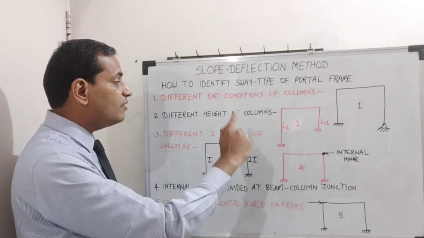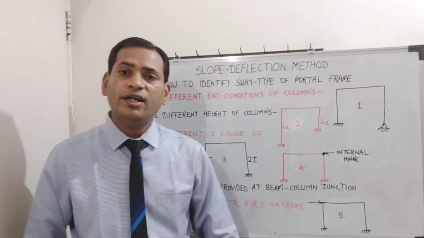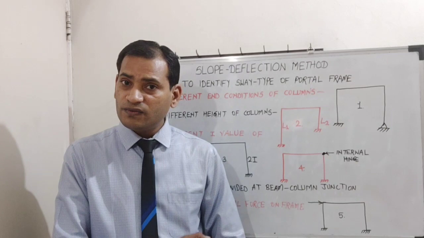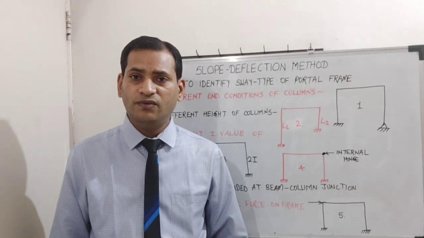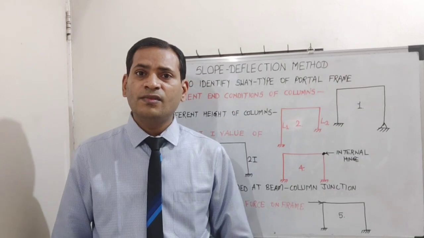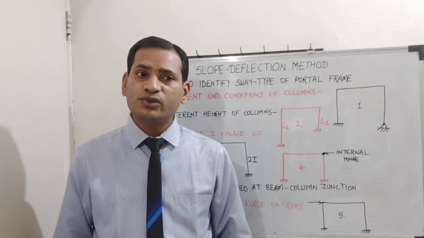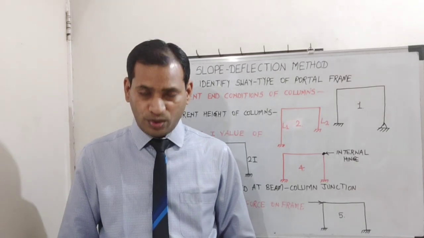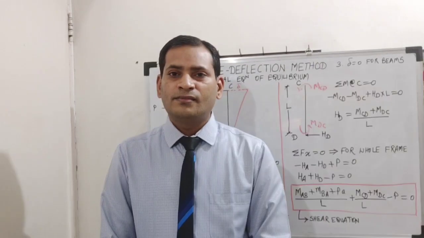So these are the 5 conditions for any frame to be called a sway type of portal frame. If any of the conditions are satisfied, that will be a sway type of portal frame. Now we shall see what will be the additional equation of equilibrium for the slope deflection method when we are solving a sway type of portal frame. Okay, so let us see that equation.